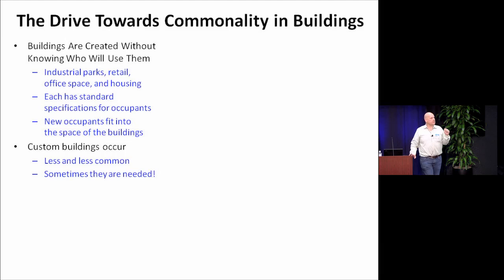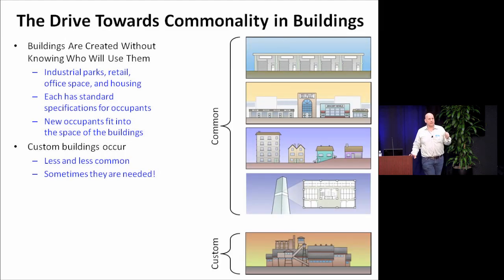So there is a drive towards commonality in buildings. We make the buildings without knowing who will use them, but we know how they will be used. We have a prescription for the usage pattern for them. And so the custom buildings are less and less common. Custom houses are less common. Custom office buildings are less common. Custom retail is less common because of the economics for it.